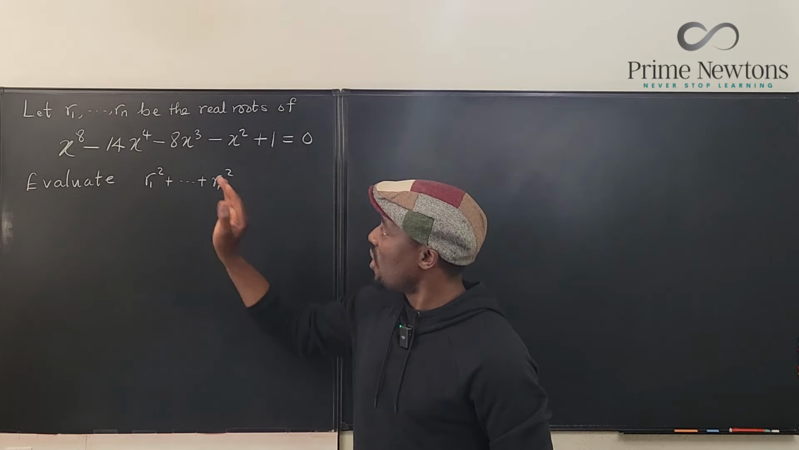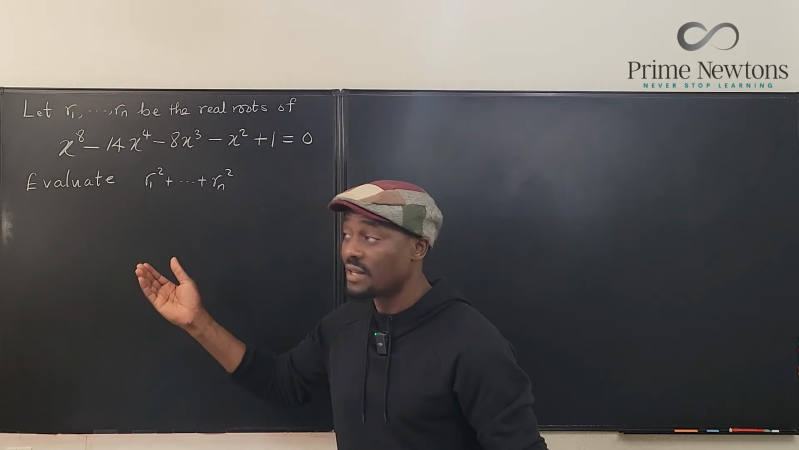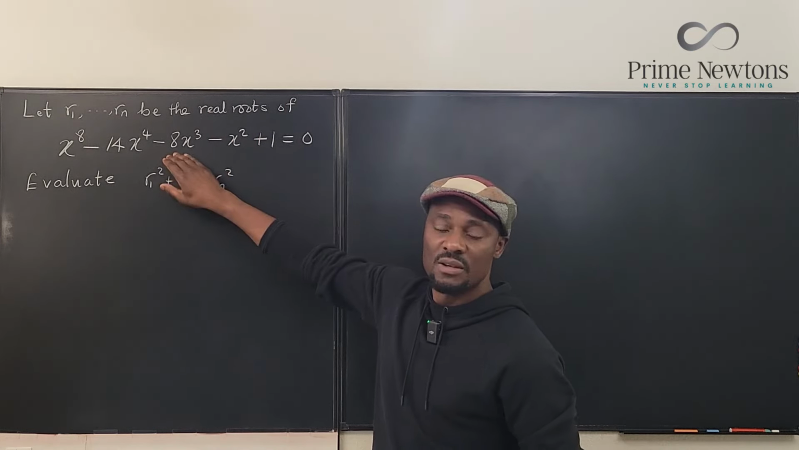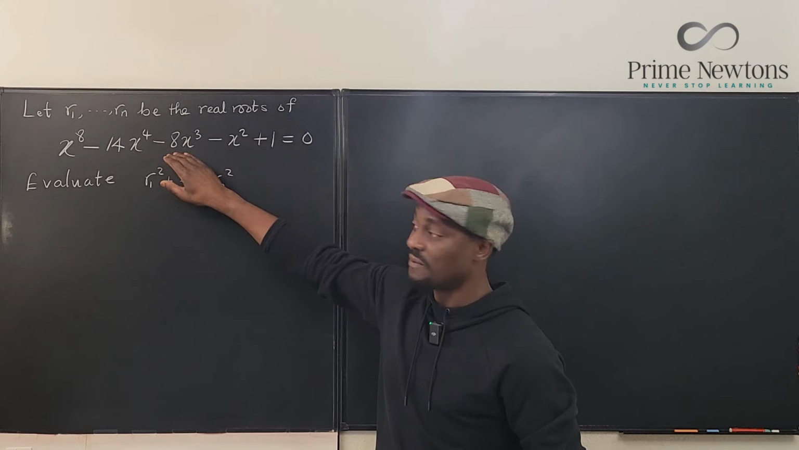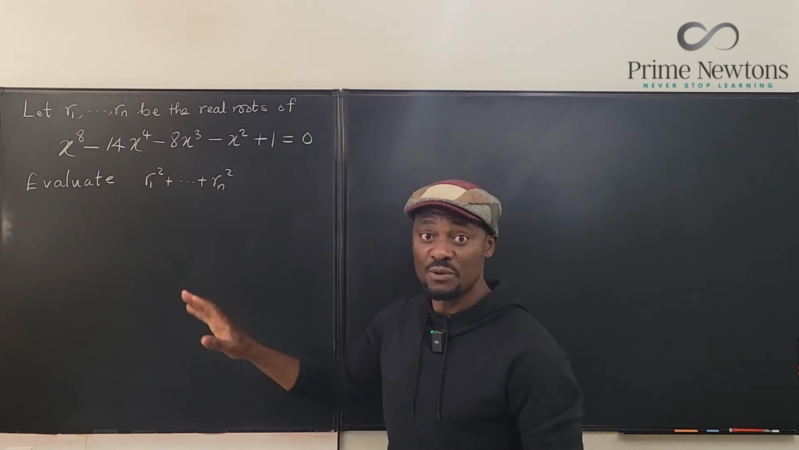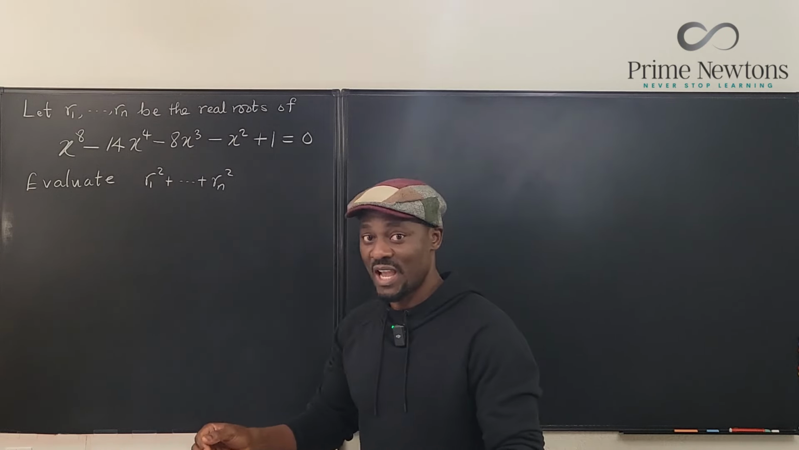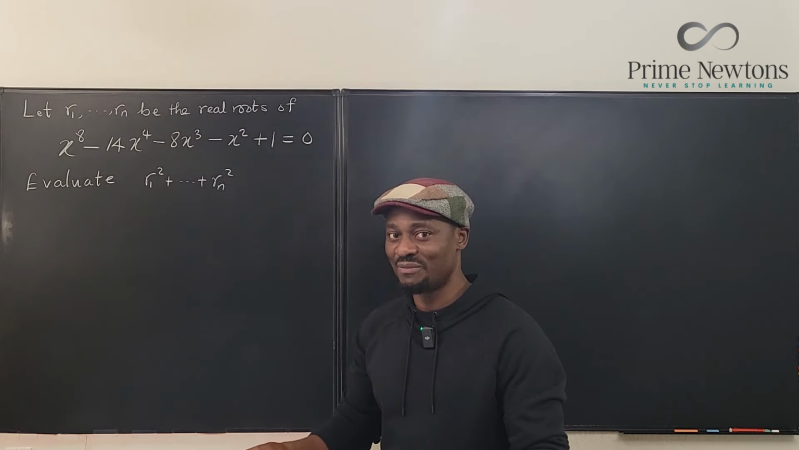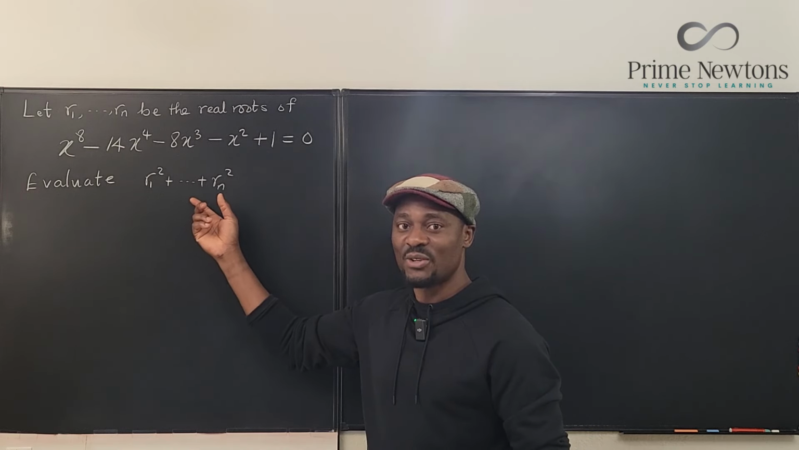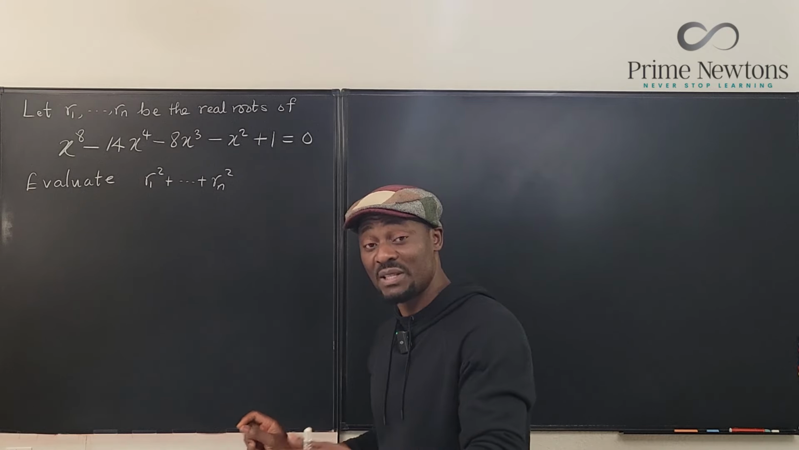It says, let R1, R2, R3, and so on till Rn, be the real roots of this polynomial equation. Evaluate the sum of the squares of the roots from R1 to Rn. Initially, I thought this is a very easy question because I can use Vieta's formula to calculate the sum of all the roots or the sum of their squares by doing some adjustments.